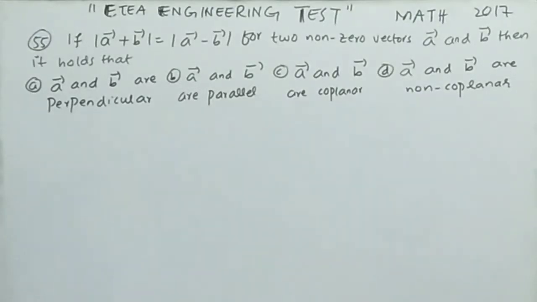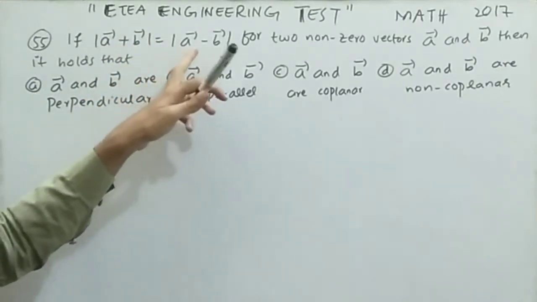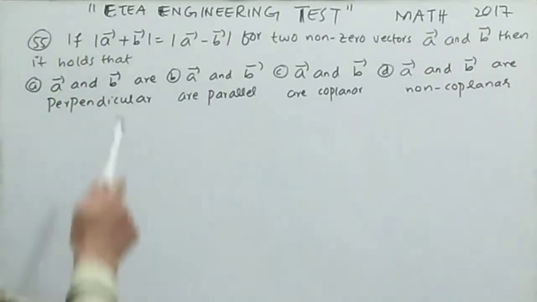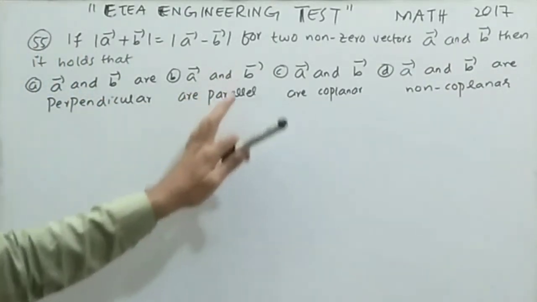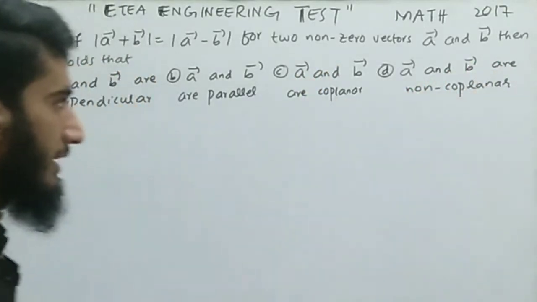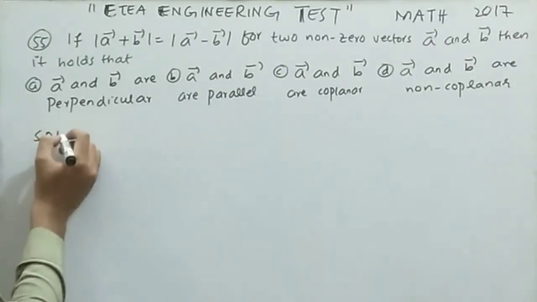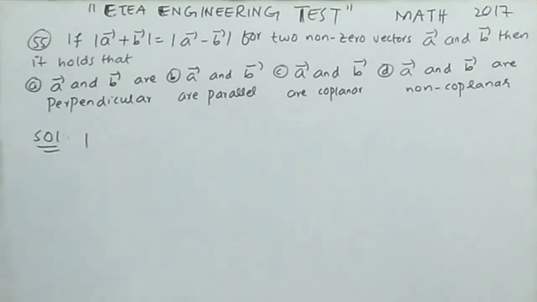Move to the next MCQ, MCQ number 55. It tells that if the absolute of A vector plus B vector is equal to the absolute of A vector minus B vector for two non-zero vectors A and B, then it holds that option A: A and B are perpendicular vectors, B: parallel vectors, C: coplanar vectors, or D: non-coplanar vectors. So how can we solve that? Move to the solution of this MCQ number 55. We will prove whether it is parallel, perpendicular, coplanar or non-coplanar.